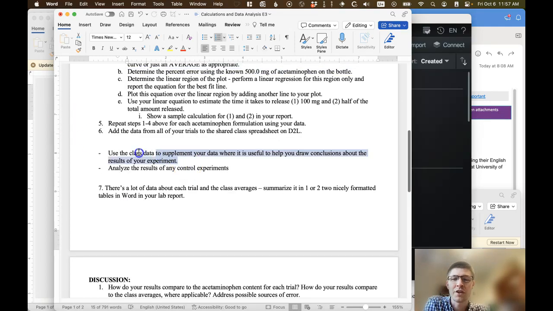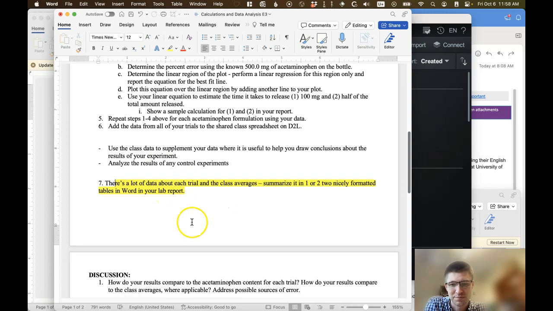So again, when you're thinking about drawing conclusions, you can definitely use the class data to supplement where it's useful. And if you've got control experiments, those are also really good to include and analyze and show, okay, we did this control experiment, here's what's going on there. That's really useful for your discussion section. So you've got a nice data table for your overall lab reports here. Probably one, maybe 2 nice tables would do a good job of including all that information so you can actually draw conclusions. Discussion, right?